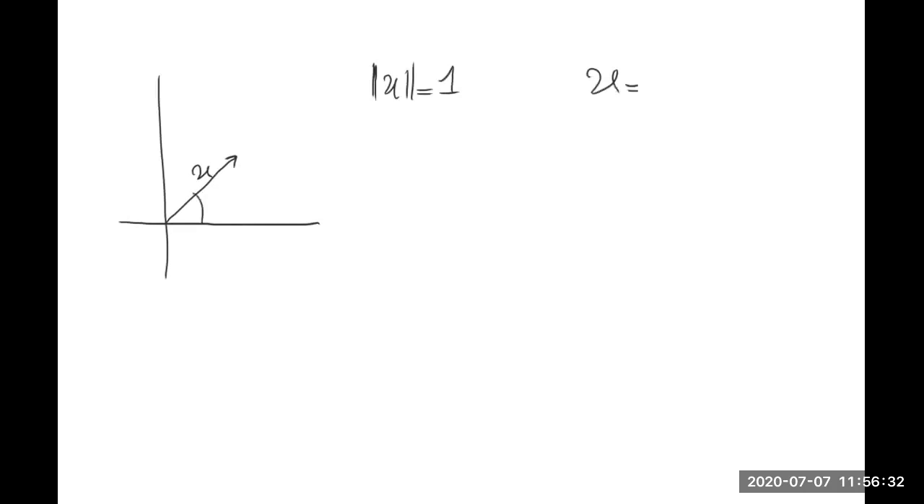Why is u equal to cosine theta, sine theta? Good question. So I said when we have a vector u whose length is 1 and makes angle theta, the vector u is equal to cosine theta, sine theta. Actually, it's quite simple.